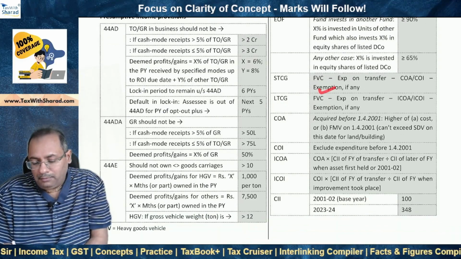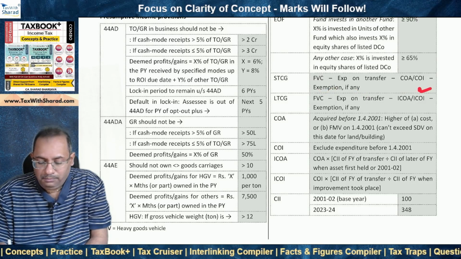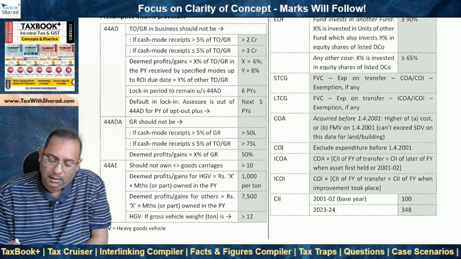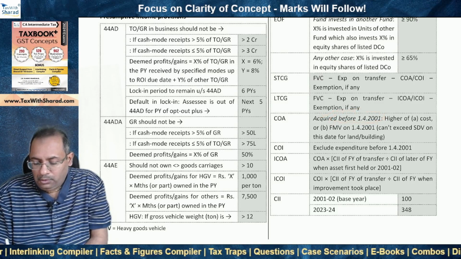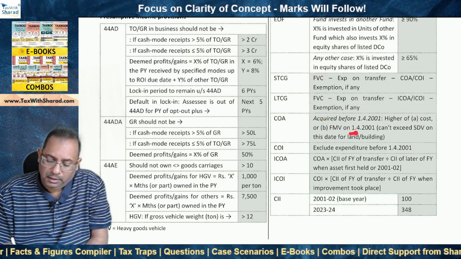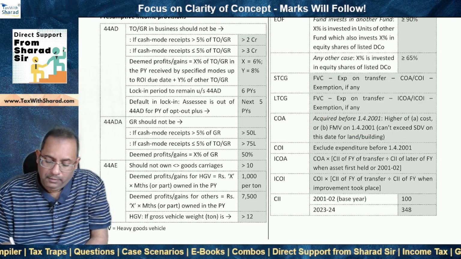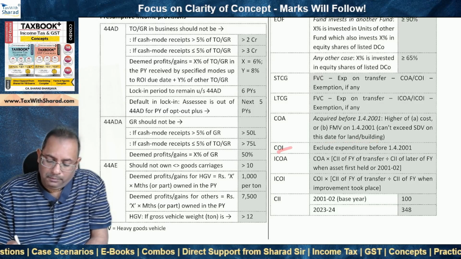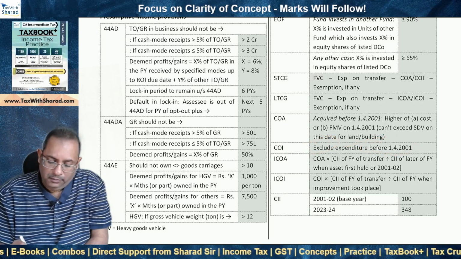Full value of consideration minus expenditure on transfer minus indexed cost of acquisition minus indexed cost of improvement minus exemption, if any. Cost of acquisition, where the capital asset is acquired before 1st April 2001: COA is the higher of A, the cost, or B, the fair market value on 1st April 2001, which cannot exceed the SDV, the stamp duty value on this date, as far as land or building is concerned.